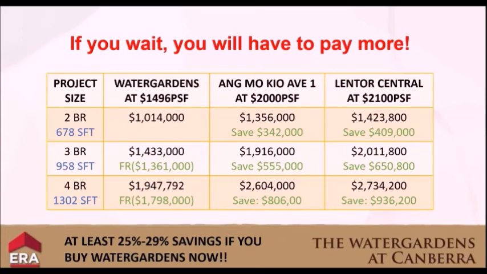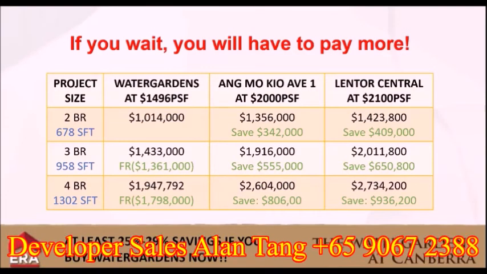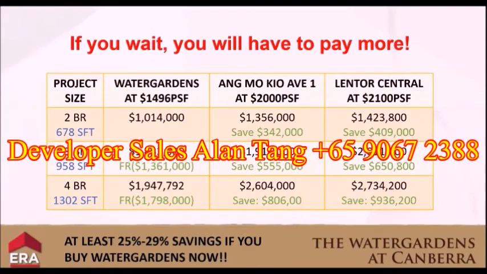So for agents who have clients that express interest in Ang Mo Kio Avenue 1 and Lentor Central, why not bring them down to Watergardens? Why not show them the differences in the price? Okay.